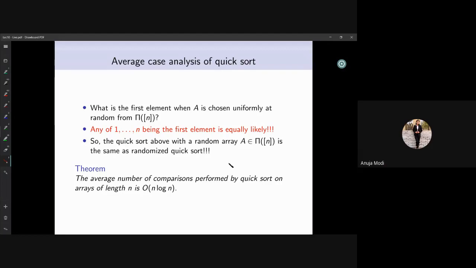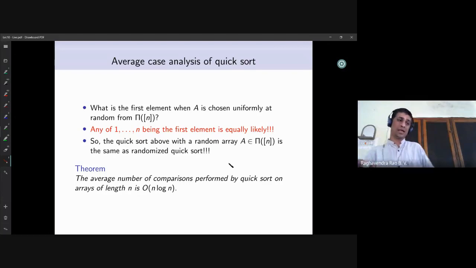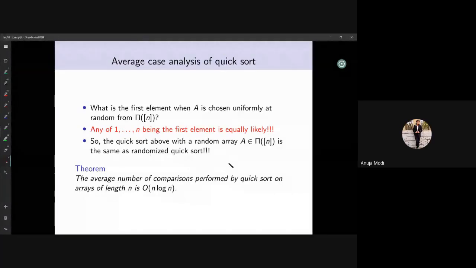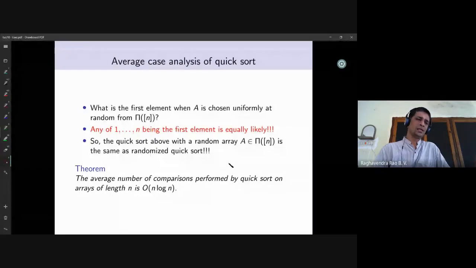Okay. Yes, sir. It means whatever the input, may it be reverse sorted or anything, the time taken will always be n log n. Exactly. So, expected time. So that's also one more observation I wanted to make.